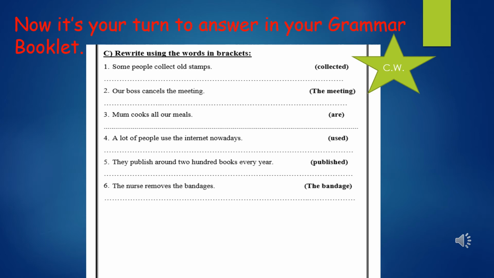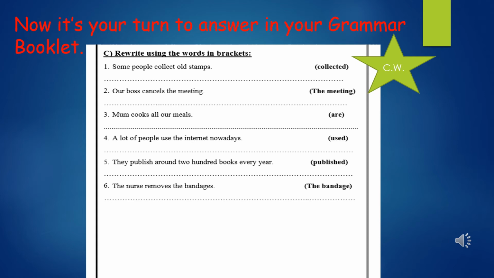Number 3, Mom cooks all our meals. Or, when we see "are" between brackets, again, from active into passive. Super. So, switch the subject and the object together. It would be, excellent, all our meals, plural. So, all our meals are, what's the PP of cook? Cooked. So, all our meals are cooked by our mom.